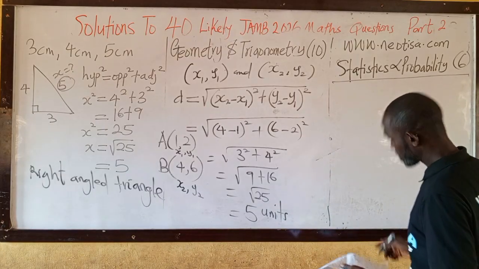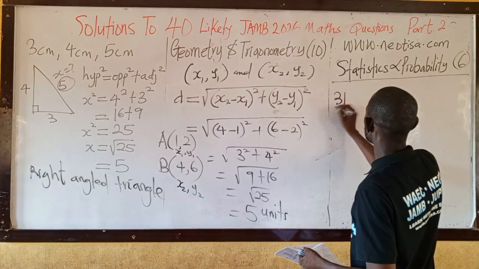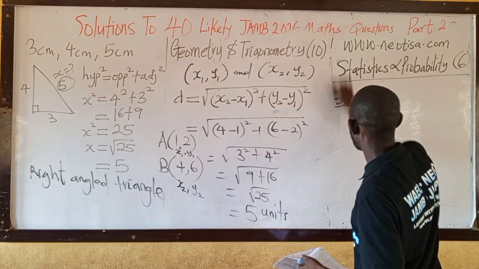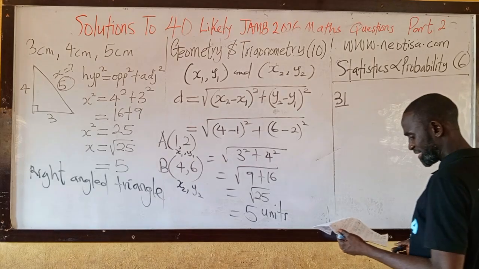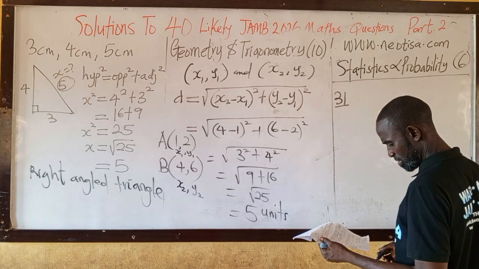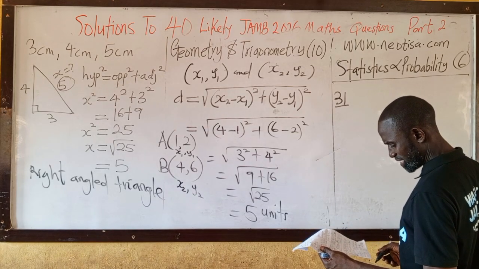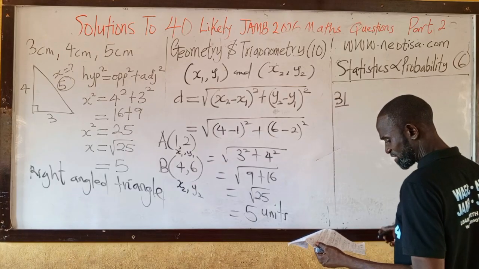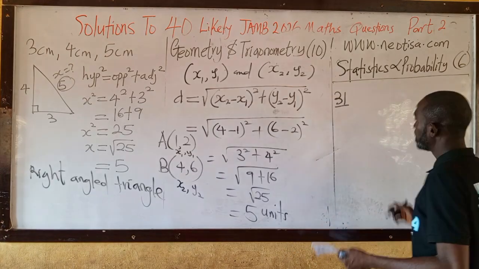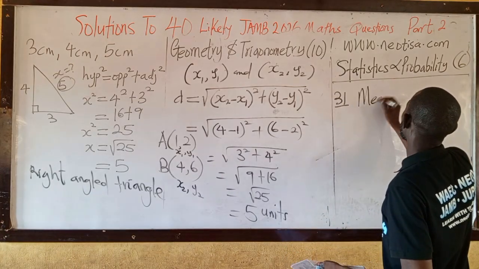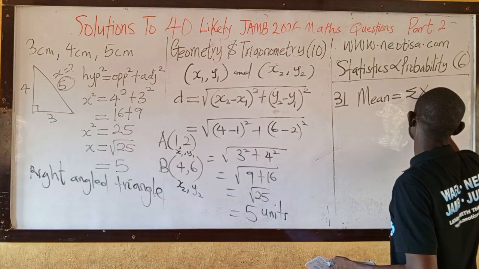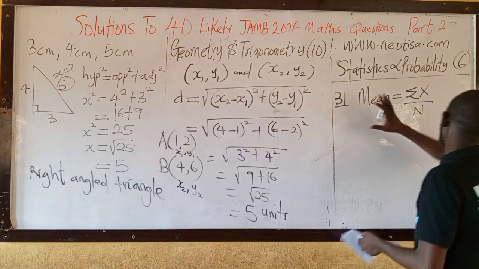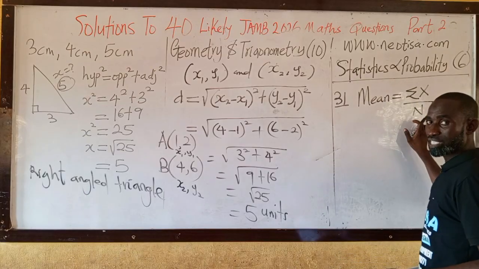So 31 says the mean of 5 numbers is 8. 4 are 6, 9, 7, 10. Find the fifth. The mean equals sigma x all over n. Add all the numbers, divided by the number of the distribution.